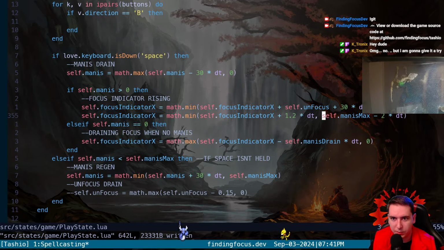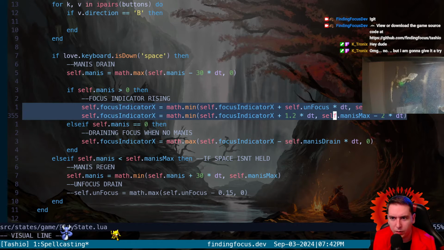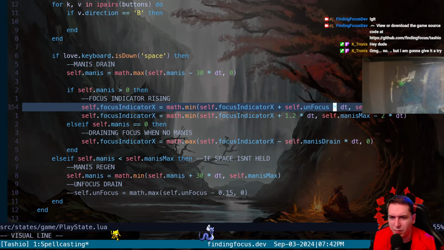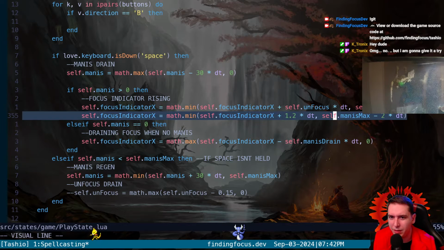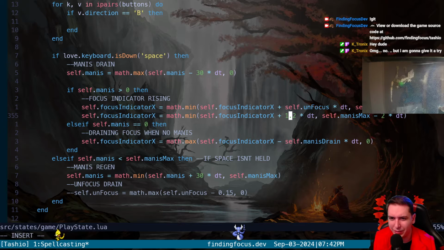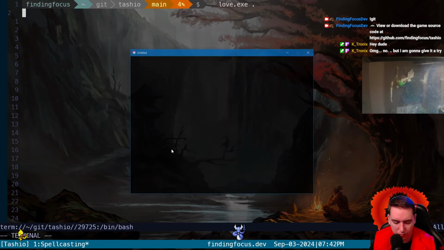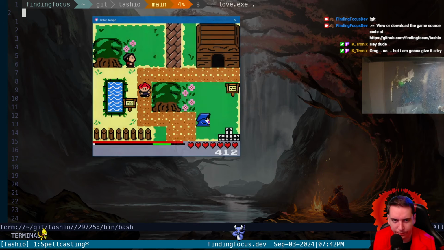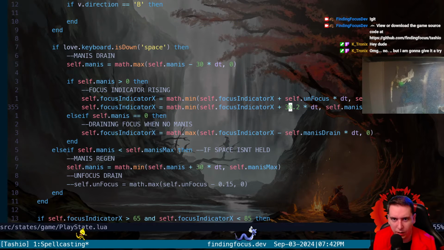We should come up with better names for this stuff, because what the heck is this? Why would we... Dude, what were we doing here? Why were we doing two things to our focus indicator X here? Before I touch this code, we literally have two lines of code that's doing like the same thing. Well, it's weird because it's like we modify it by our unfocus and then we add a scalar to it, which is just really weird. I don't know if this was intentional. Okay.